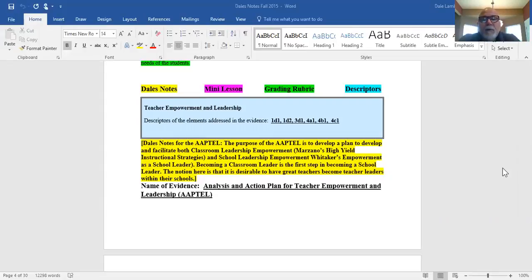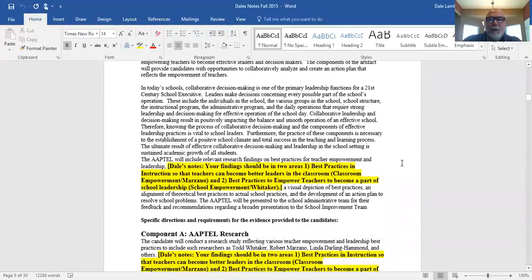The AAPTEL is Analysis and Action Plan for Teacher Empowerment and Leadership. So first thing, I have Dale's notes. I'll attach these when I send these to you. First thing you need to know is when you start your research in A, it asks you to conduct research on teacher empowerment. You've got to understand that there are two types of teacher empowerment. There's empowerment as a classroom leader, where you're empowered to do a great job in your classroom. But also there is empowerment as a school leader, where you're empowered to take on leadership roles around the school.